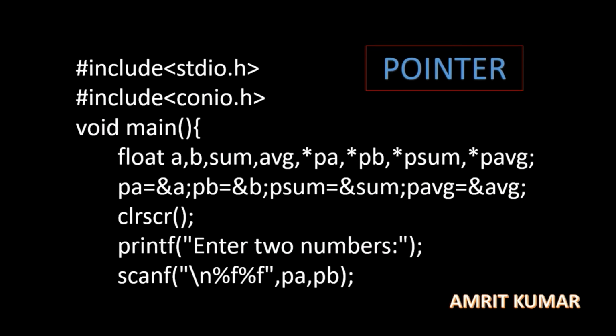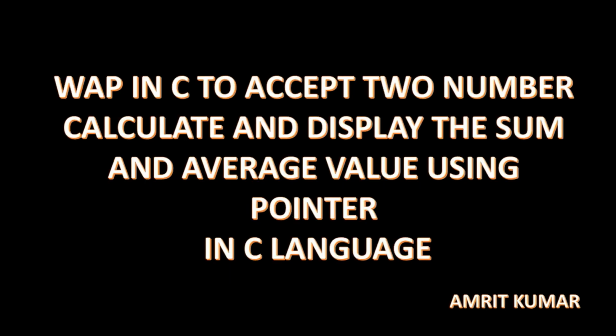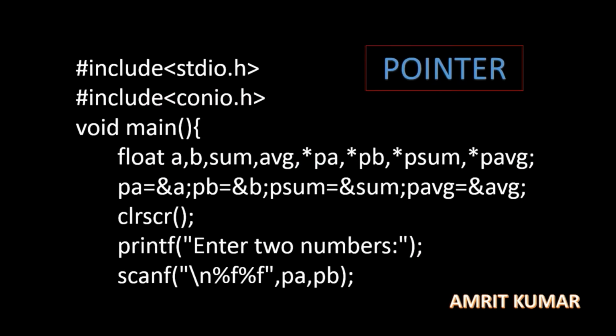Here is the program which finds the sum and average of the values given by the user using the pointer concept. First we need to declare the header files. #include <stdio.h> and #include <conio.h> are written here. These are the two header files: stdio stands for standard input output header file, and conio stands for console input output header file. After this, I am using the main function, which returns void, which means empty.